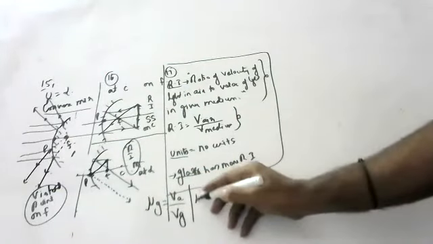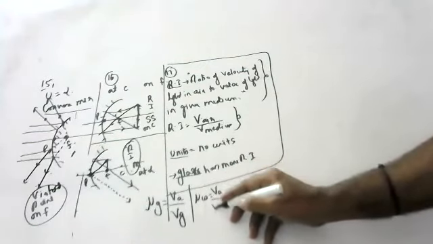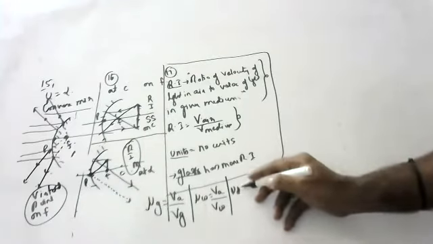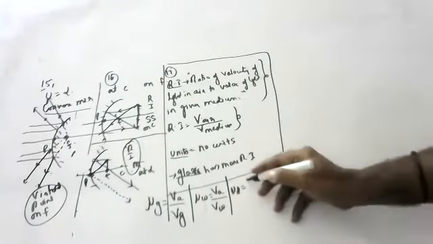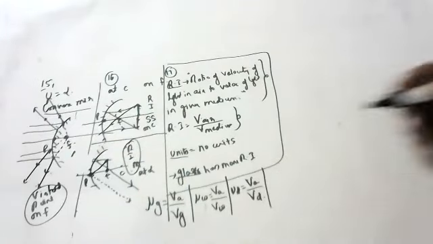Suppose they ask the refractive index of water, what do you write, children? Velocity of light in air by velocity of light in water. Suppose they ask the refractive index of diamond, what do you write, children? Velocity of light in air to velocity of light in diamond.